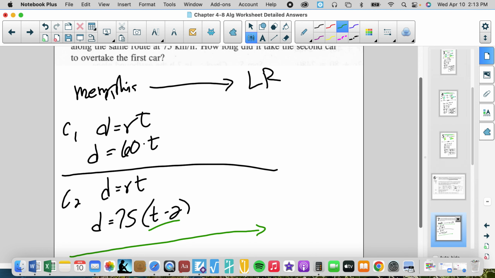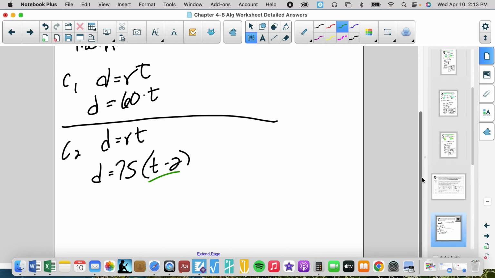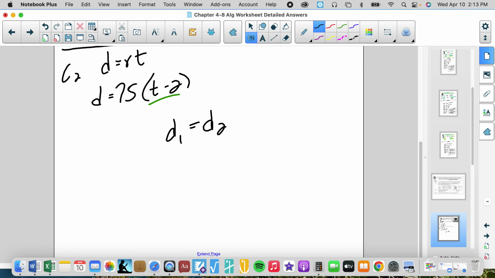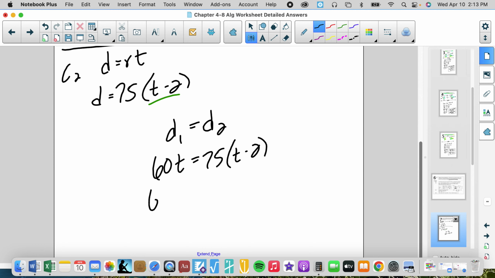But what do we know when a car catches up? Their distances are going to be the same. So we're going to set these equal. It wants to know, when does the distance of car 1 equal the distance of car 2? Distance of car 1 is going to be 60t. The distance of car 2 is going to be 75 times the quantity t minus 2. As easy as that. Let's simplify.